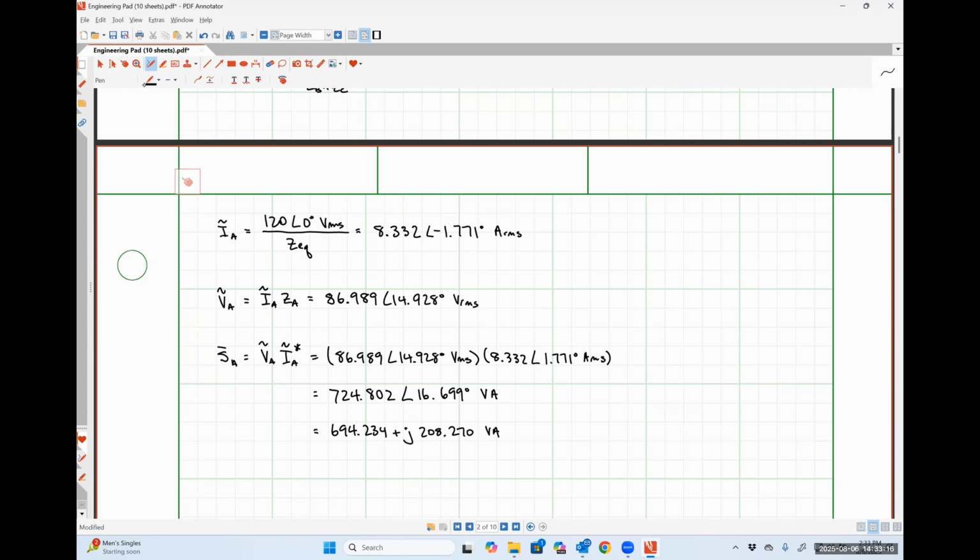I absolutely did, because we can see right here that there's a negative sign in front of the angle for IA, and the conjugate operation in polar form simply switches the sign, which is why there is not a minus sign here, because negative 1.771 degrees is positive 1.771 degrees. So I did indeed take the conjugate, and I just used my calculator to actually do it for me because I am lazy. But I wanted to write it down to make sure that you guys caught that, so great job.